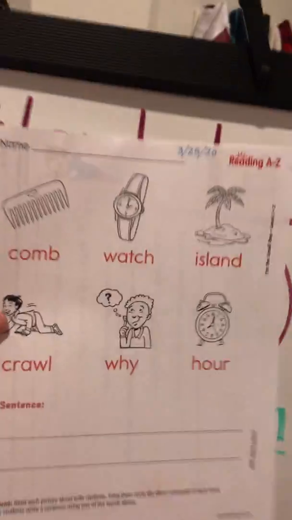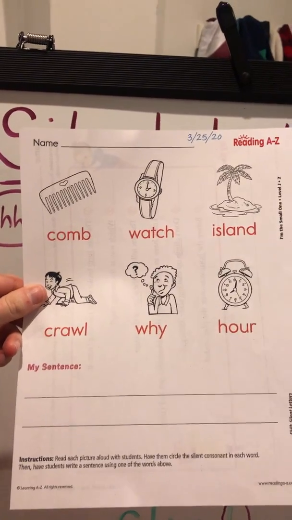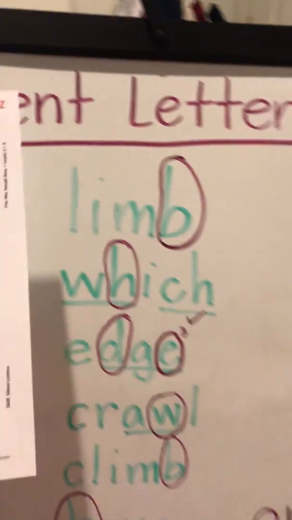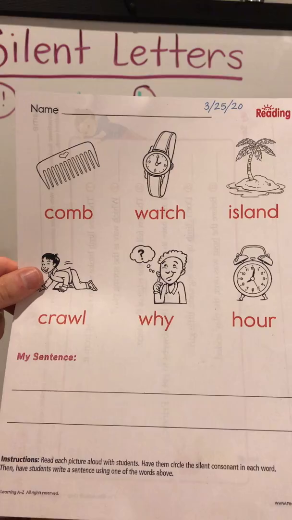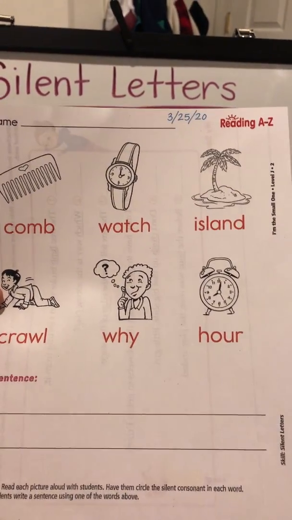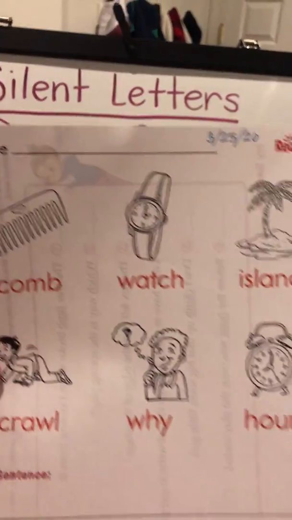Now the page that you're going to do, put my markers down, two sides. The first side, this side, you're going to read each picture aloud. As you see, you recognize these from this list. You'll read each picture aloud and circle the silent consonant in each word, and then write a sentence using one of the words. Pretty easy, right? Like how I circled the silent letters, you'll circle the silent letters.